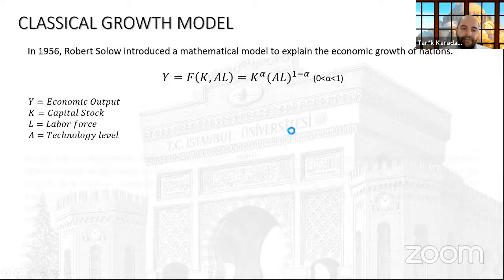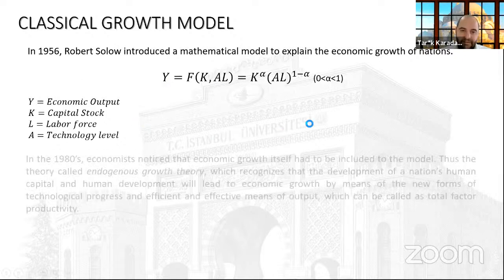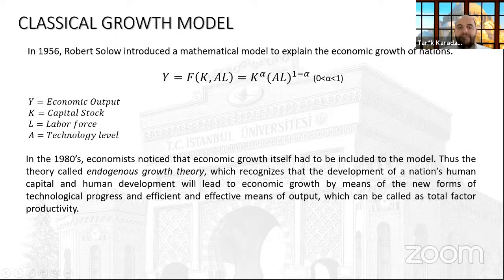But in the 80s, economists said that technology and growth itself have to be included in the model. Those theories are called endogenous growth theory, and it says that the development of a nation's human capital, human development, and institutions drives economic growth through new forms of technological progress. This is called the total factor productivity.